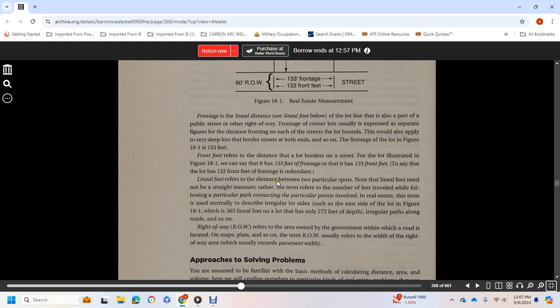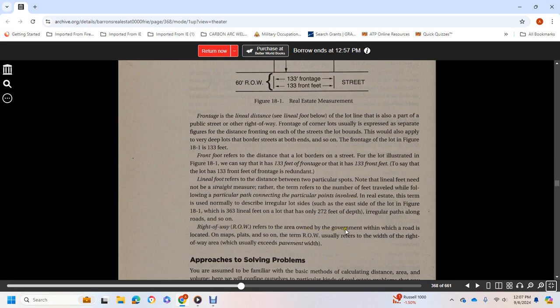Linear foot refers to the distance between two particular spots. Note that linear feet need not be straight measurements; the term refers to the number of feet traveled while following a particular path connecting particular points of interest. It is usually described in regular sides, such as the east side of the lot in Figure 18.1, which is 363 lineal feet, while the lot has 272 feet of depth.